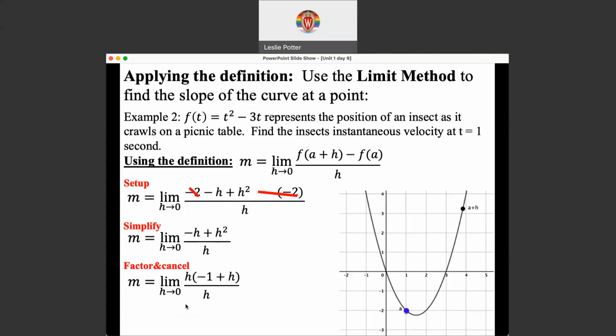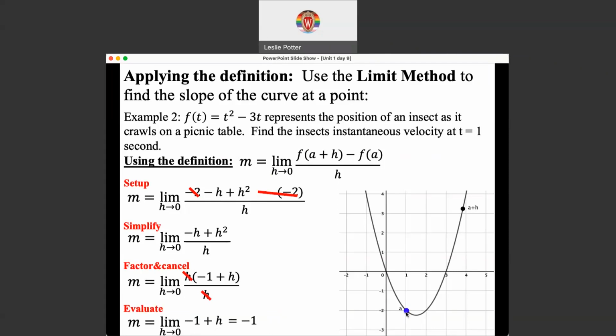This is super important because we know that fractions are problematic when evaluating limits. So if we can factor, then we can cancel and we can get rid of the fraction. That makes things super easy. Now all we have to do is evaluate the limit as h approaches 0 of negative 1 plus h. I can plug 0 in here and get a finite answer now. So I know that my slope is negative 1.